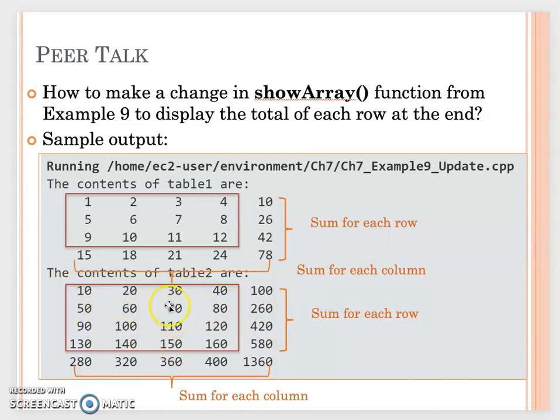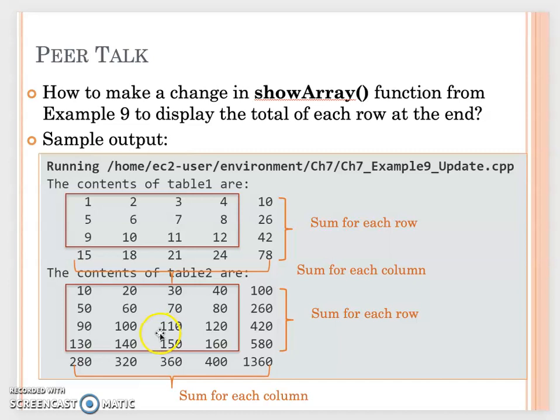More than that, we can continue. You see here each column, right? So I also want to display the column total. 1 plus 5 plus 9 becomes 15. 2 plus 8 plus 10 becomes 18. All those sums of each row or each column, we can actually do using the for loop to help us.